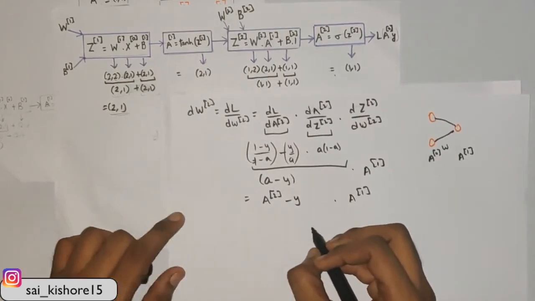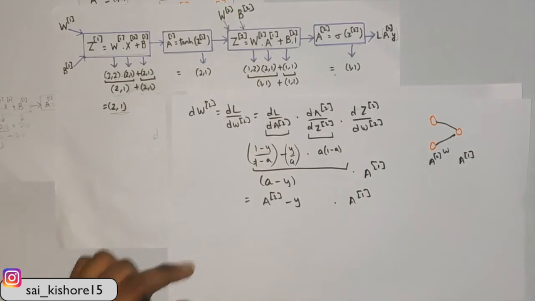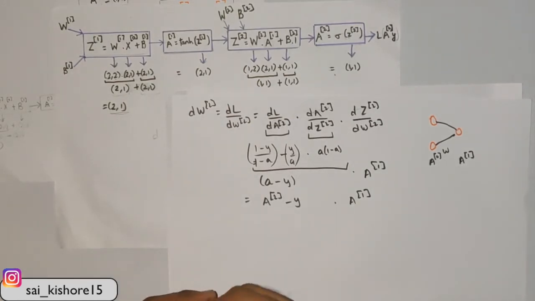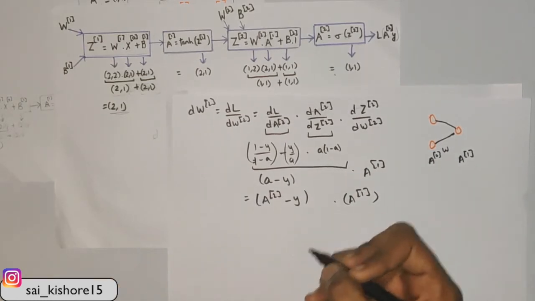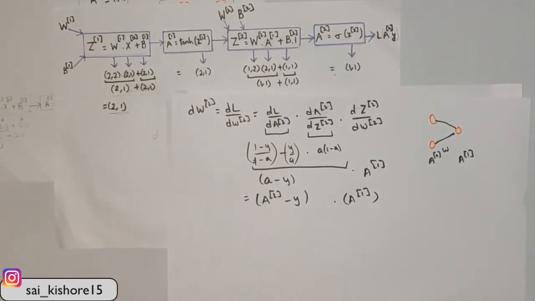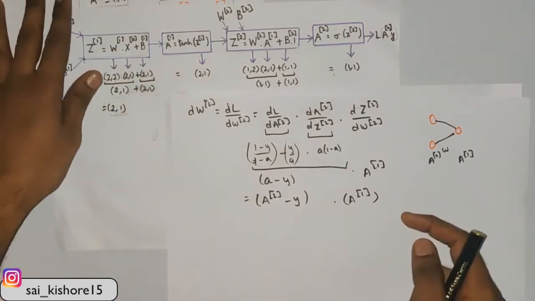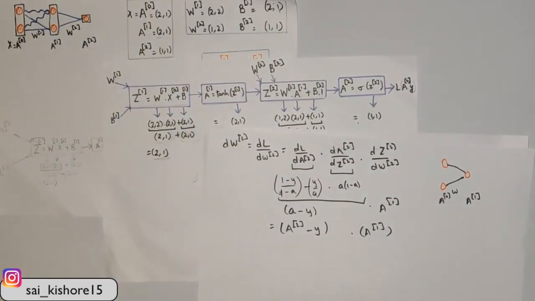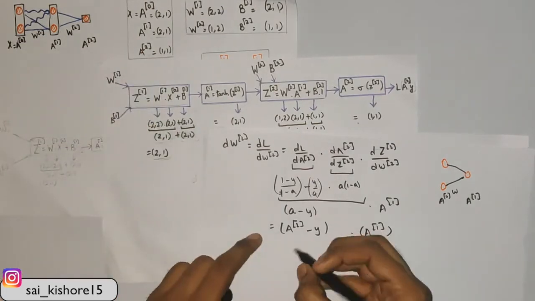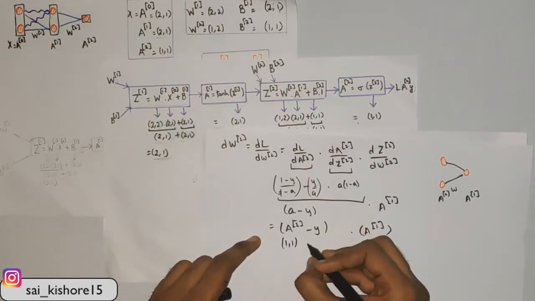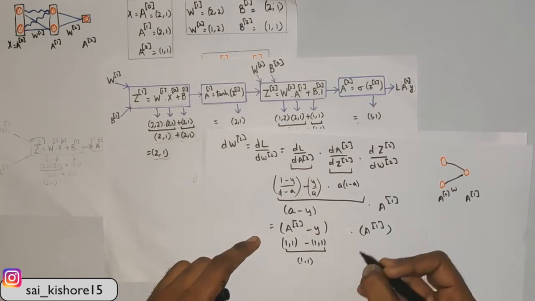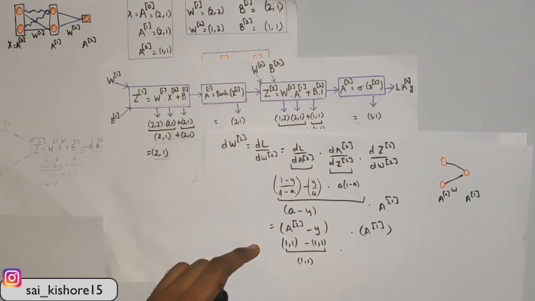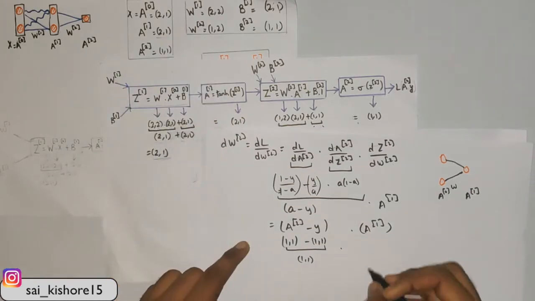Now there is an important task for us. We have to verify if this answer is correct, if this answer provides us with the answer that we need. So how do we do that? We use the shapes to verify if the answer is correct. So you can see the shapes here. You have a2 to be (1, 1), and you have y to be (1, 1). So a2 - y will give you (1, 1), and then we are multiplying it with a1. a1 is (2, 1).